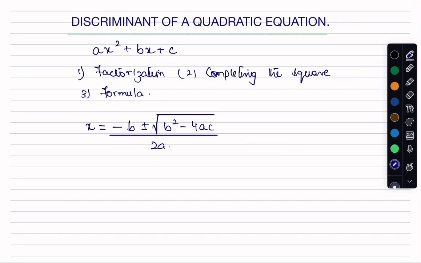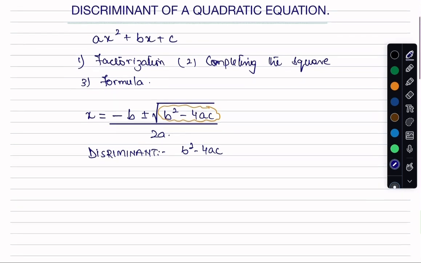Now from this formula, the b squared minus 4ac holds a great significance, and it is actually called the discriminant of the quadratic formula.